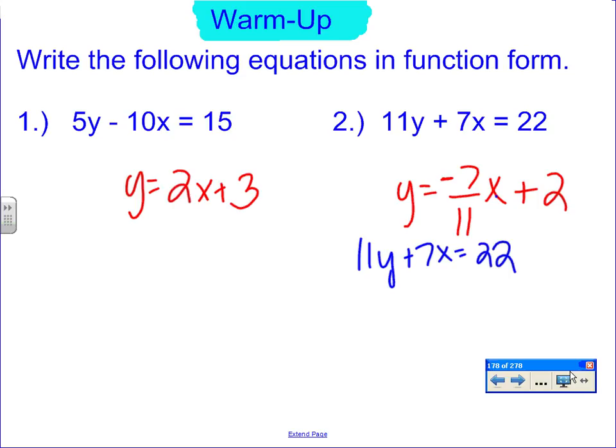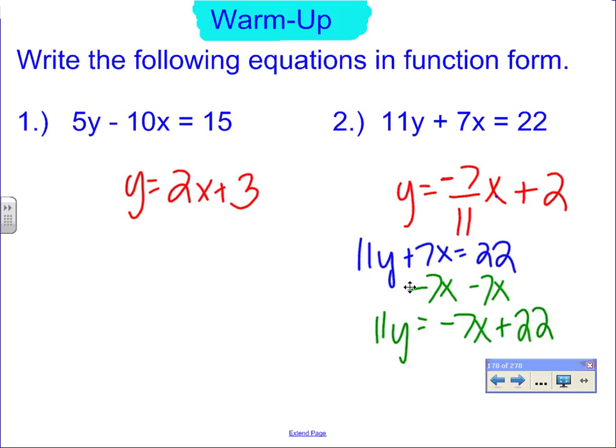From each side. Oh my goodness gracious. There we go. Next step, or the last step. Yes. Divide y by 11. Yes. That is it here. And that is y equals negative 7 over 11x plus 2.